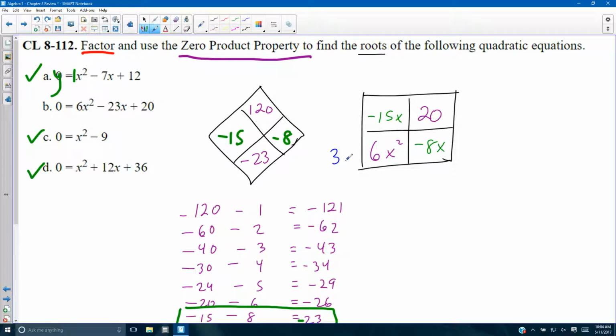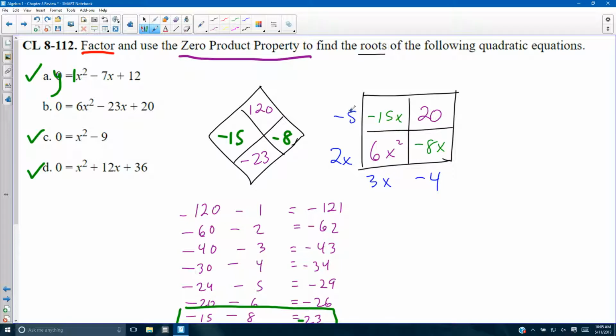What else multiplies to 6? 3 times 2. 3x and 2x. This must not be it either. There must be one more here. How about 2x and 3x? 3x times negative 5 is negative 15x. 2x times negative 4 is negative 8x. So this seems to work here.